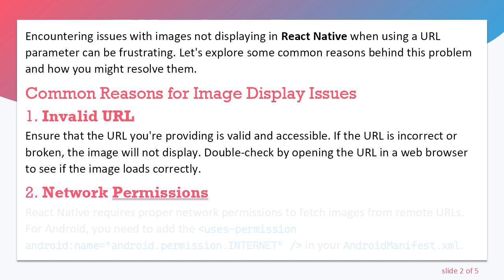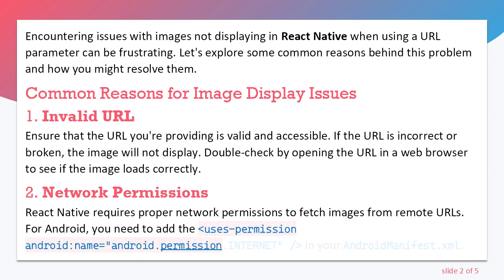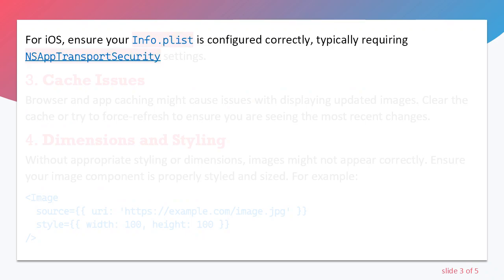2. Network permissions. React Native requires proper network permissions to fetch images from remote URLs. For Android, you need to add the uses-permission android:name equals android.permission.INTERNET in your AndroidManifest.xml. For iOS, ensure your Info.plist is configured correctly, typically requiring NSAppTransportSecurity settings.